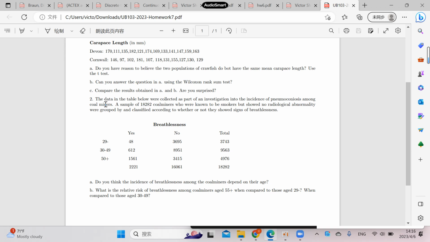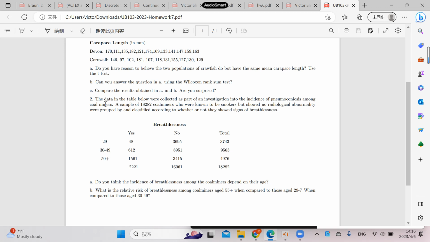Then we look at the breathlessness, and by the same token, we look at the last row, and we use 2,221 divided by 18,282. That gives us the probability of breathlessness. So in total there are 2,221 people who have the illness, breathlessness, and then you divide it by the total number of people.